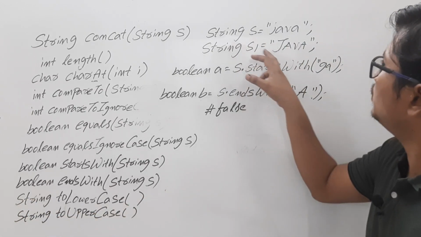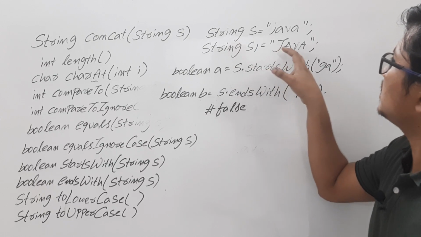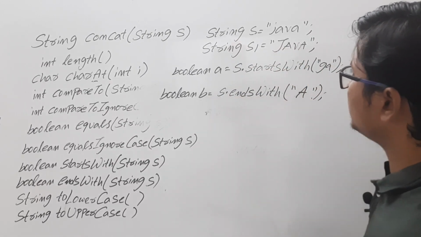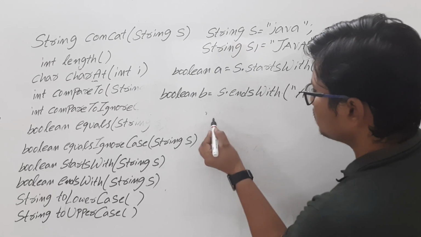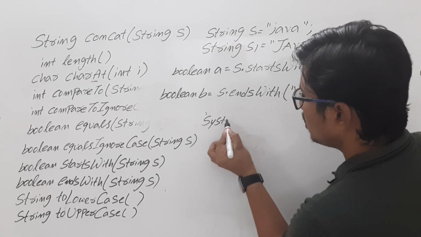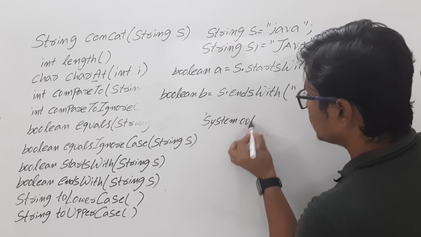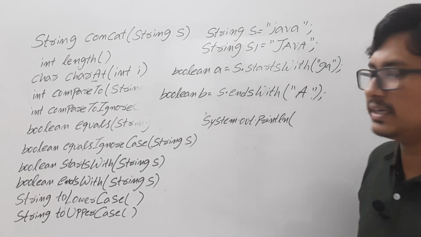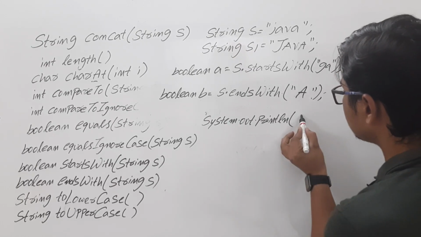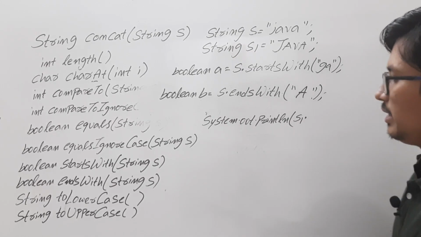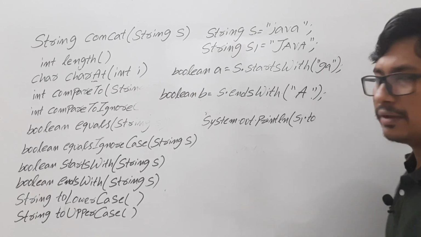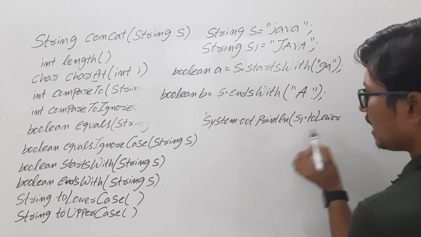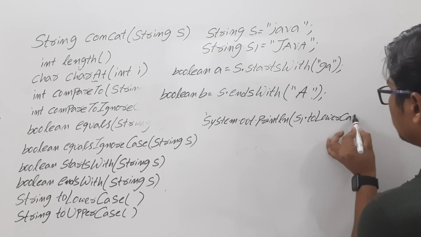Suppose I have Java, capital J, capital A, capital V, capital A. If I simply write System.out.println, why should we waste the space? Let me write here properly: System.out.println. If I write s1.toLowerCase, where everything is in lowercase, L should be in uppercase, and C should be in uppercase.